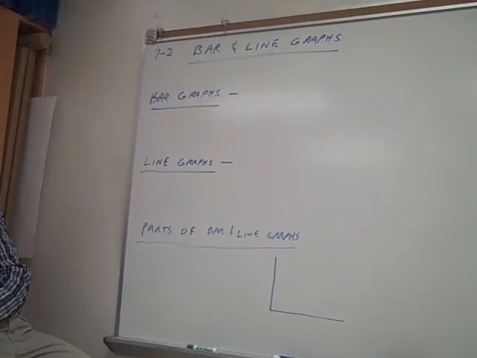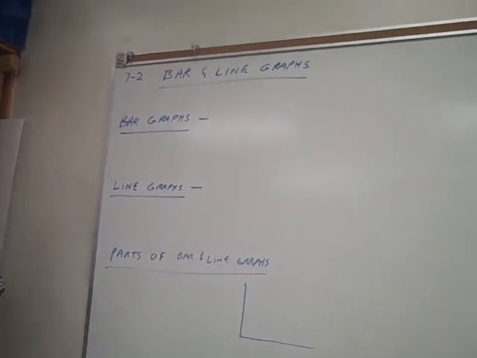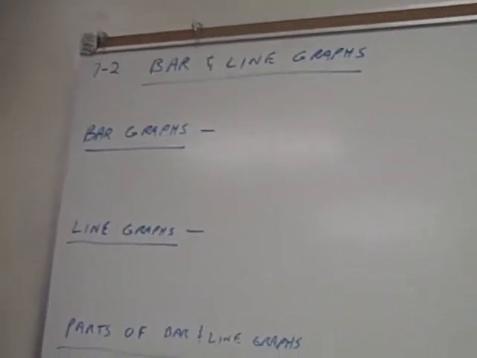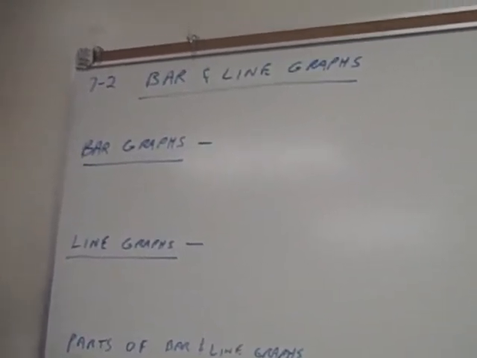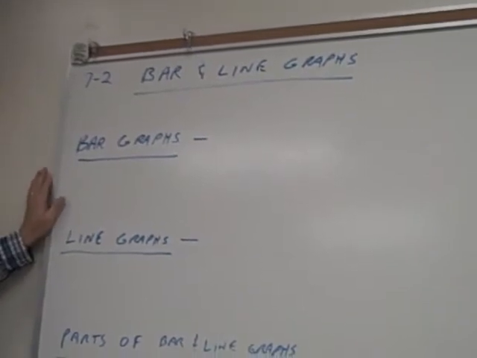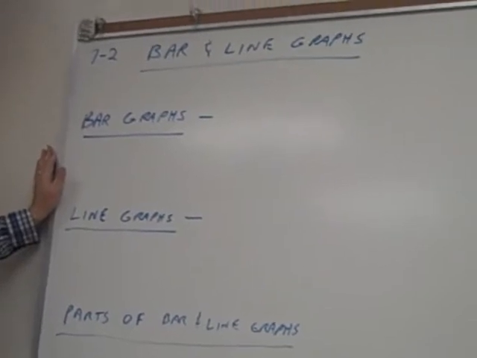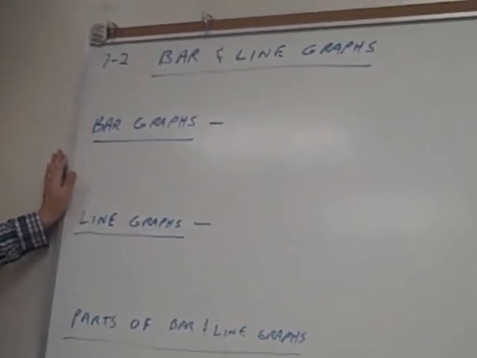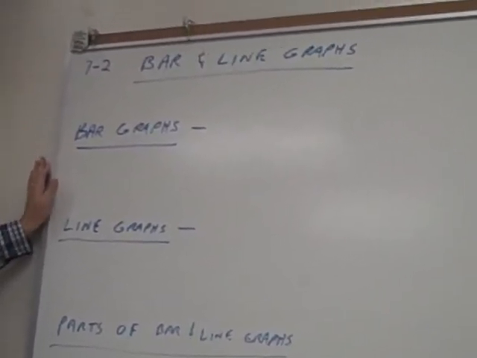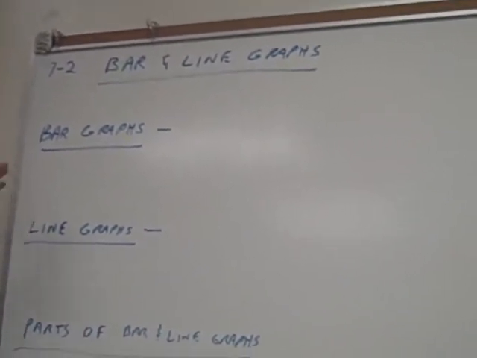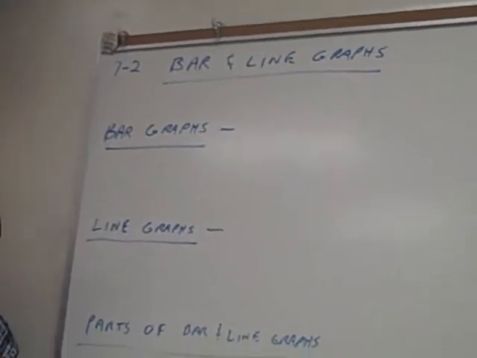Now, yesterday we talked about gathering data, gathering information, showing that information. Yesterday, how did we show our information? The data. Frequency table. Today, we're going to show data in the form of bar graphs and line graphs.